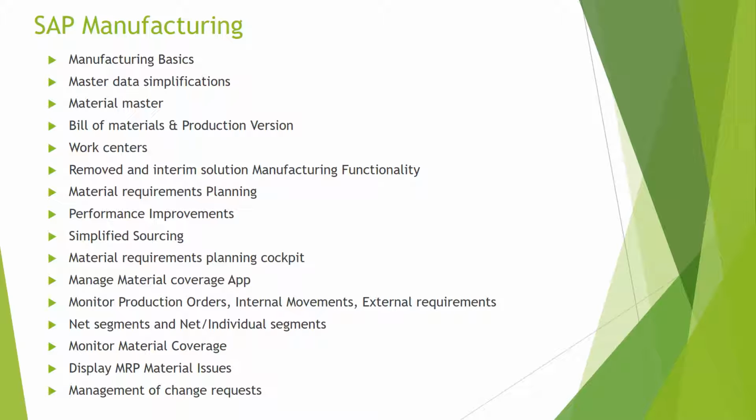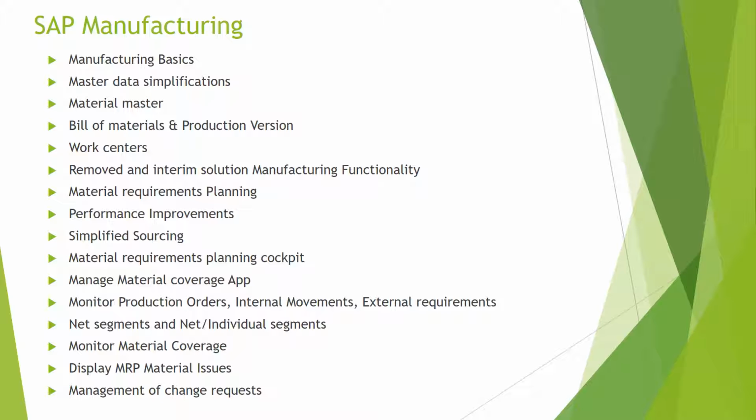SAP S/4HANA allows for more modern and advanced planning tools so the organization can better plan, manage and monitor production. Performance improvement in the traditional MRP programs allows planning departments to see the data in near real time and react accordingly. These performance improvements also allow planning departments to perform more what-if analysis.